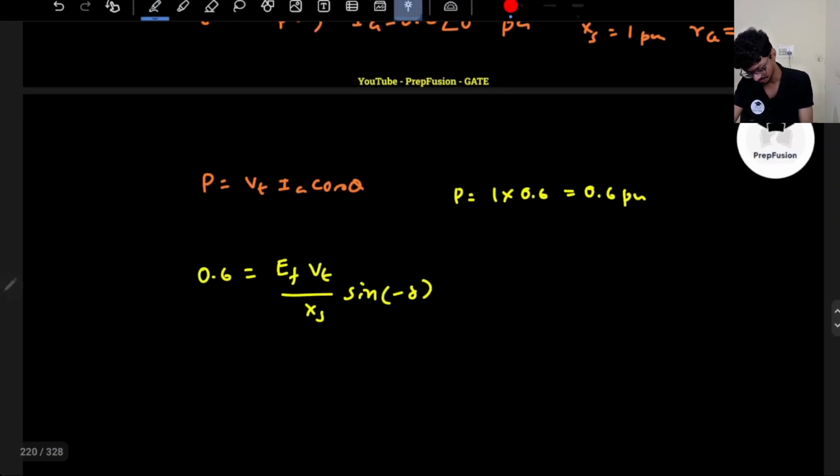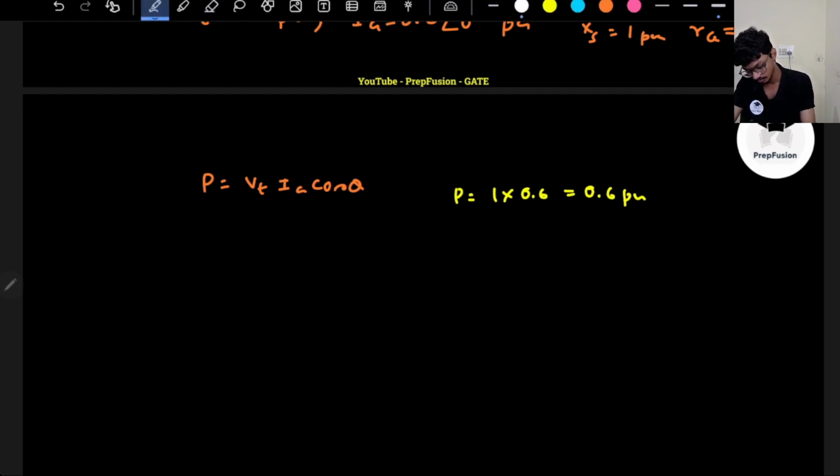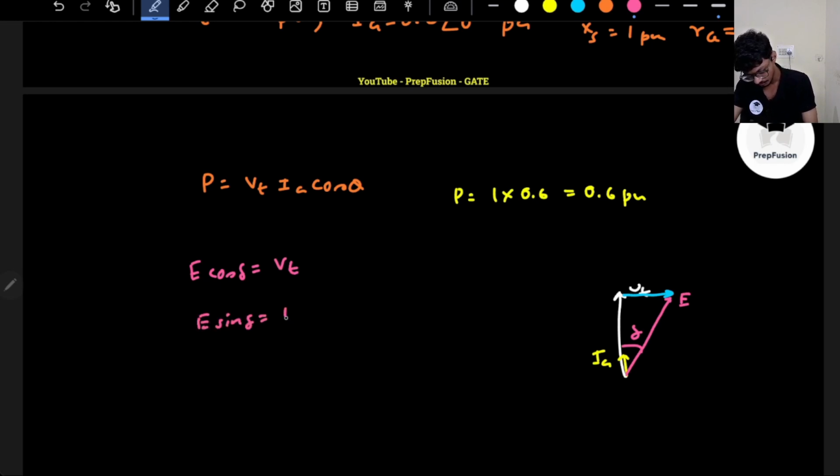I cannot use this equation, this equation is not enough, right? So we have another equation. Basically, again, if you draw the phasor, you will be able to easily solve it. Your Vt will be here, your Ia is here, your jIaXs will be here, so your E will be here. Again, E will have two components. So E cos delta will be equal to Vt, and E sin delta will be equal to Ia.